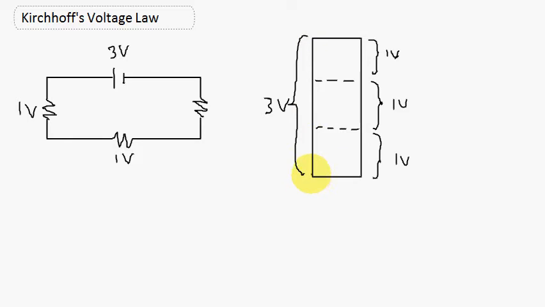The height here represents the voltage. We'll start at the negative terminal of the battery, and we start with 0 volts. As you can see on the right hand side, there is nothing.